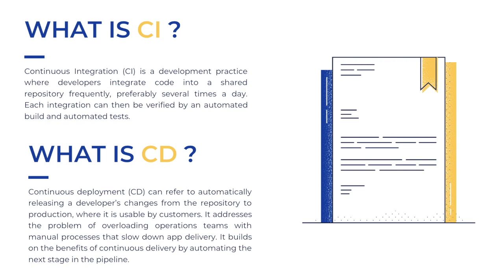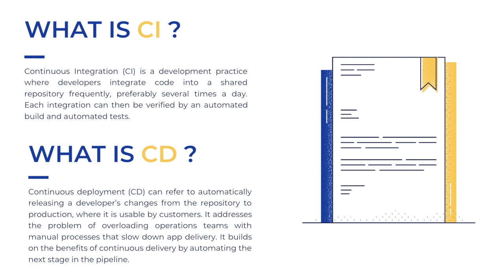So, continuous integration is a development practice where developers integrate code into a shared repository frequently, preferably several times a day. Each integration can then be verified by an automated build and automated tests. Continuous deployment can refer to automatically releasing a developer's changes from the repository to the production. And these terms CI and CD save you a lot of time, and I will show you how in a minute.